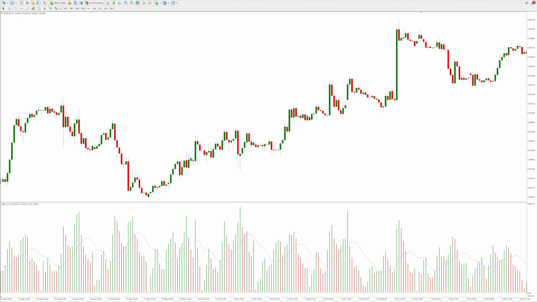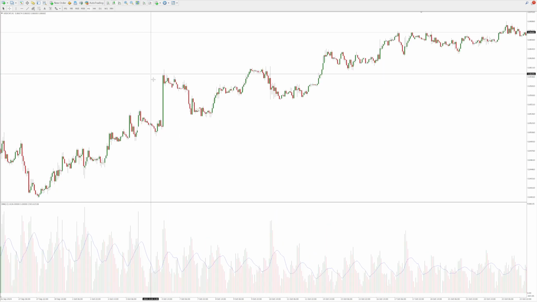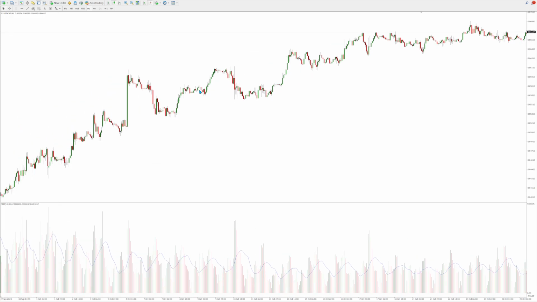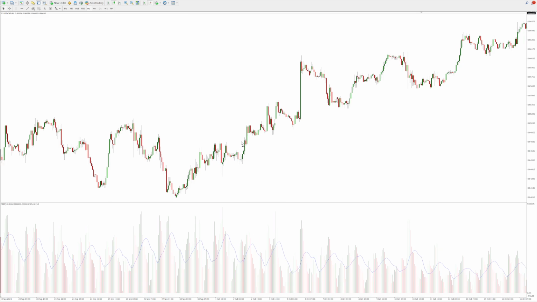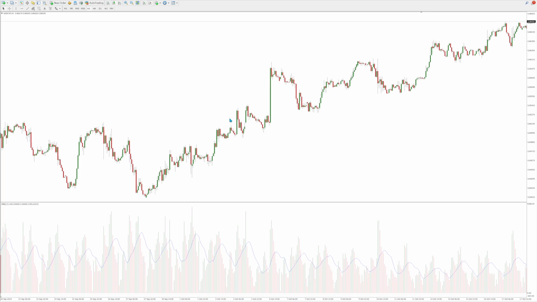I'm going to show you in this video how you can capture moves such as this one for over 270 pips and counting. Okay, so the average volumes indicator, you can see I have it here on my chart. I am using the MT4 trading platform. This is a US dollar Swiss franc 1 hour chart. You can use this indicator on any trading instrument, Forex, crypto, stocks, commodities, indices, etc., and any chart time frame.